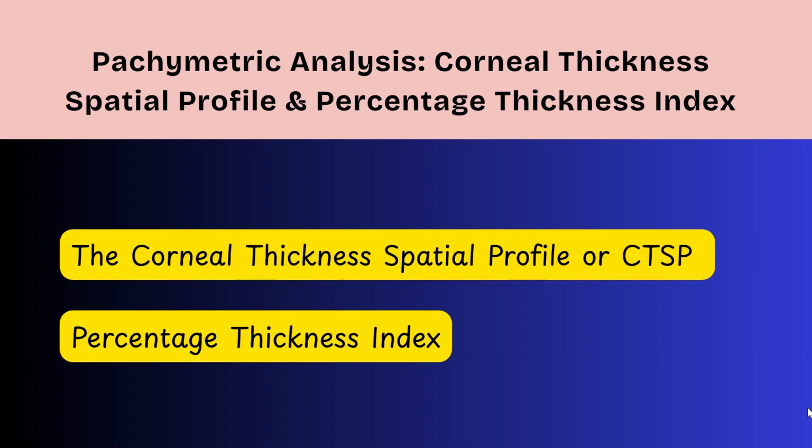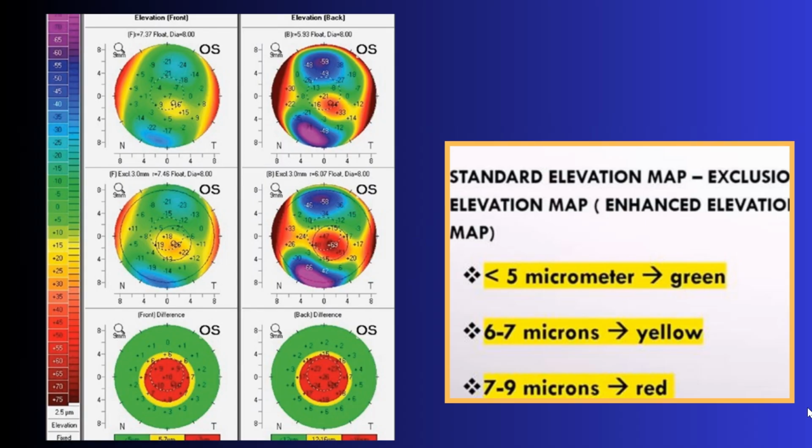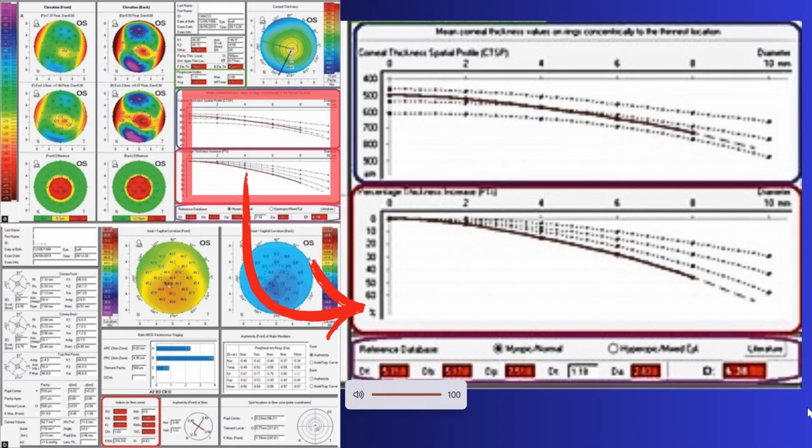Alright, now let's talk about the Pachimetric analysis in the Belin Ambrósio or the Ambrósio's display. I really want to apologize for my pronunciation, and if any one of you is finding it difficult to follow, you can switch on the subtitles. Earlier we discussed how elevation data is analyzed in the Belin Ambrósio display. Now let's look at the Pachimetric analysis section.